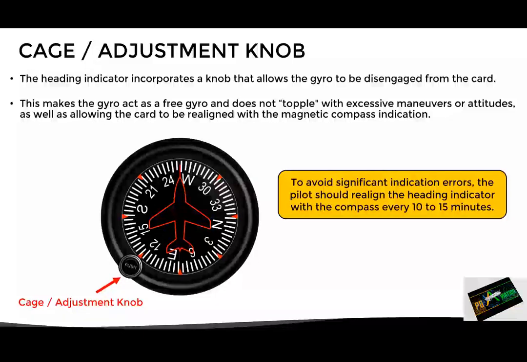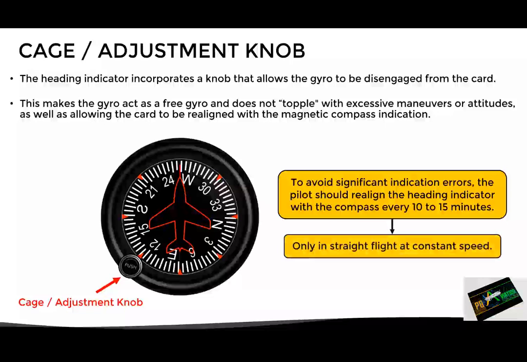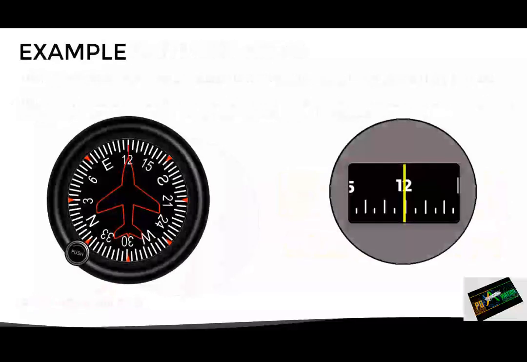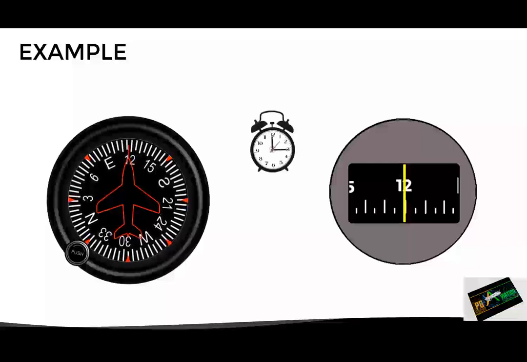However, this adjustment should only be made when flying straight and level, with a constant speed, as this is the only situation in which the compass will indicate the heading correctly. Let's see an example of how to reset the heading indicator with the compass. Let's say we are flying straight and level, with a heading of 120. In this case, both the compass and the heading indicator are indicating the same heading. However, due to the effects of real and apparent wander, the heading indicator will drift progressively with time.